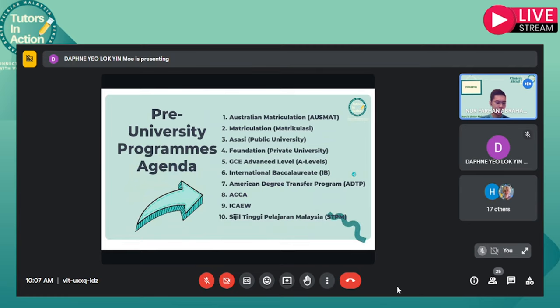So some programs that we will be presenting and discussing today. First, we have Australian Matriculation, or AUSMAT, Matriculation under KPM, Asasi under the Public University, or better known as IPTA, Foundation from the Private University, A-Levels, International Baccalaureate, or IB. We will have American Degree Transfer Program, ADTP. The next two would be from the accounting side. We will have ACCA and ICAEW, and lastly, STPM.